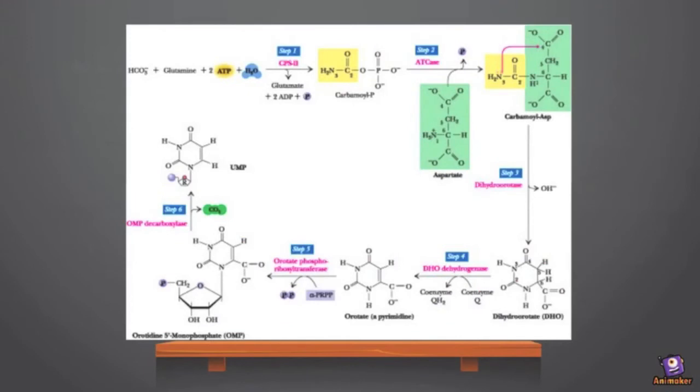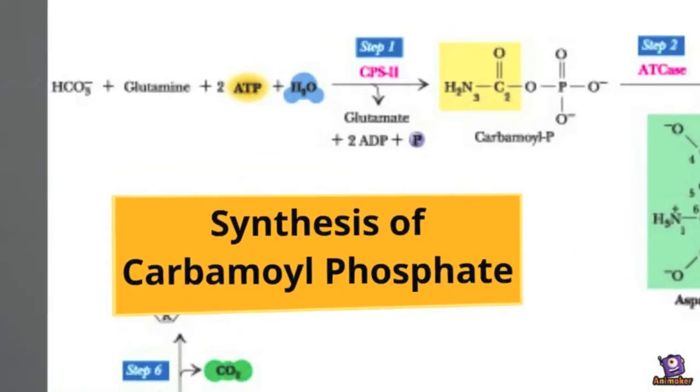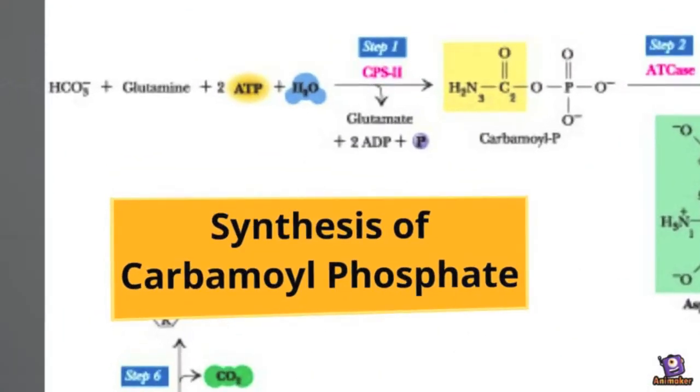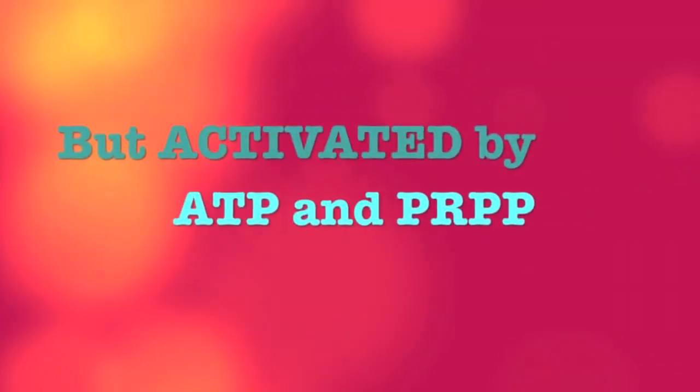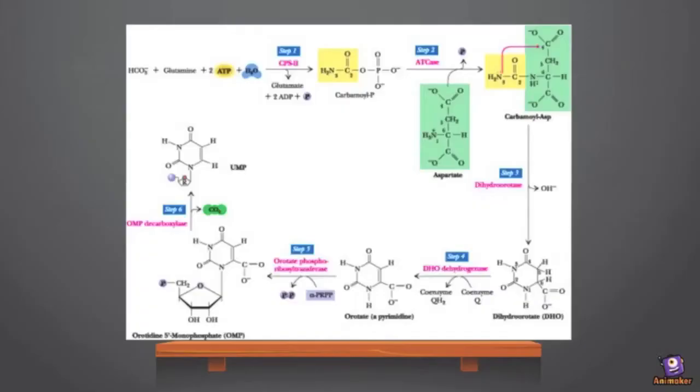Step 1 will be the synthesis of carbamoyl phosphate, the condensation of glutamine and bicarbonate in the presence of 2 ATP and H2O. This is done by the enzyme carbamoyl phosphate synthetase 2, which is the rate-limiting enzyme for pyrimidine synthesis. This enzyme is inhibited by UTP and UDP, but activated by ATP and PRPP.